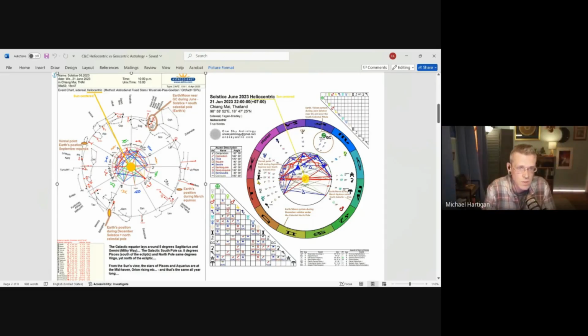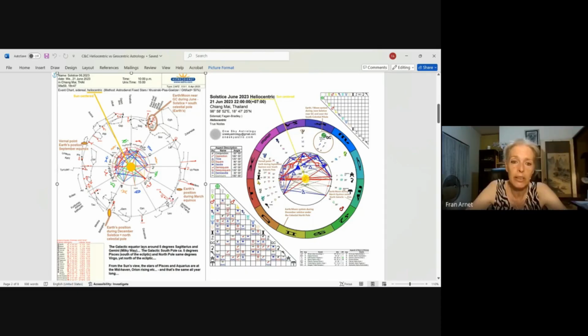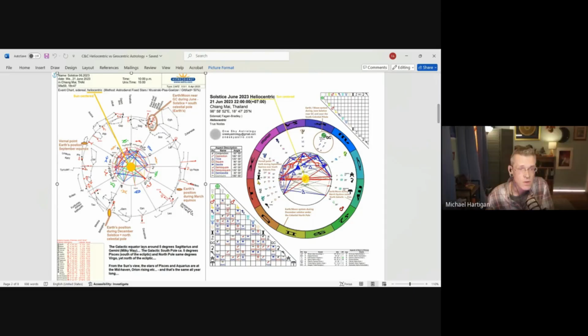Mars would be considered in Leo, in the constellation Leo, because these two black dots here mark these two stars of Leo. So he is in the constellation Leo.